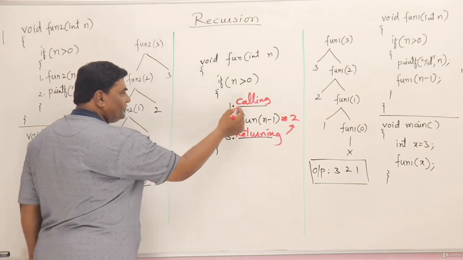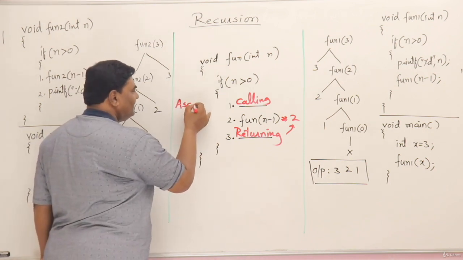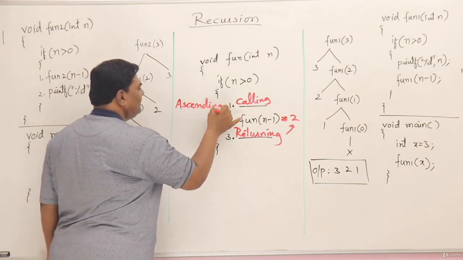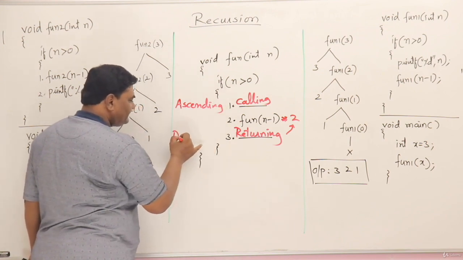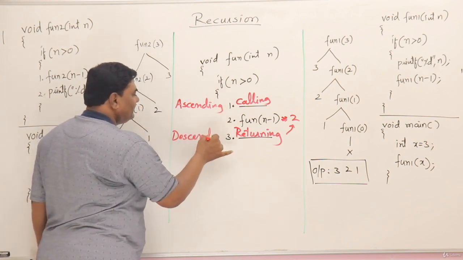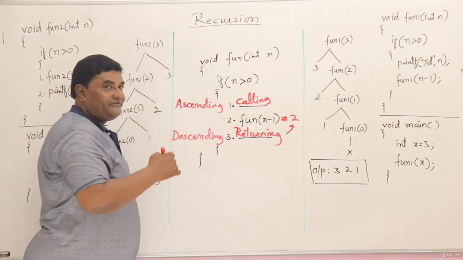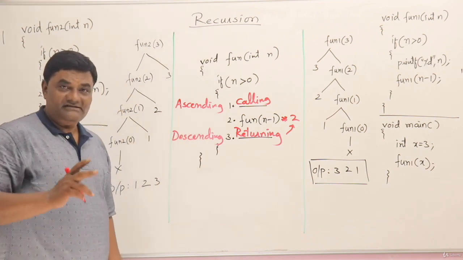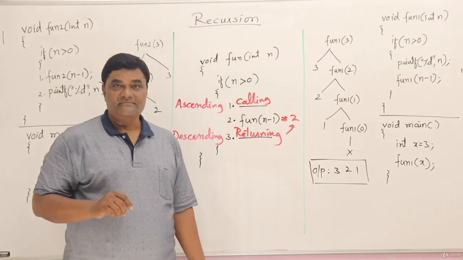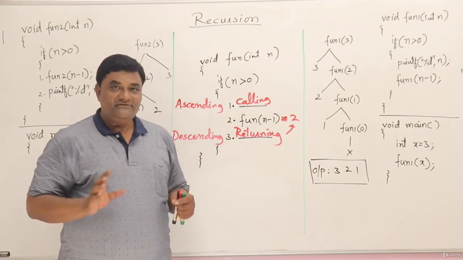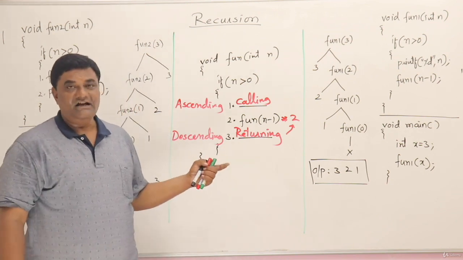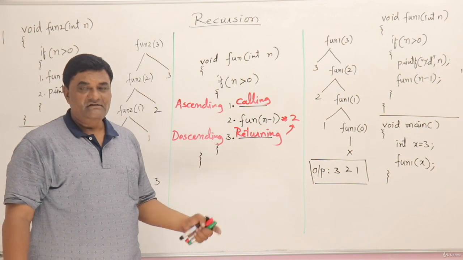So we can call this portion ascending, and this we can call descending. So recursive functions have two phases, that are ascending and descending. So the main important thing that we have learned now is that a recursion will have two phases.